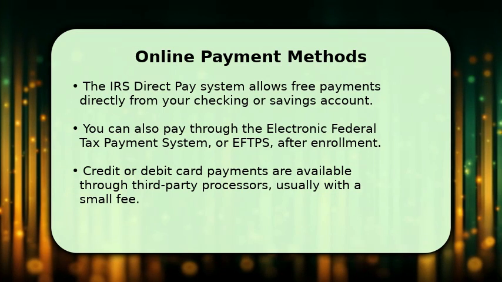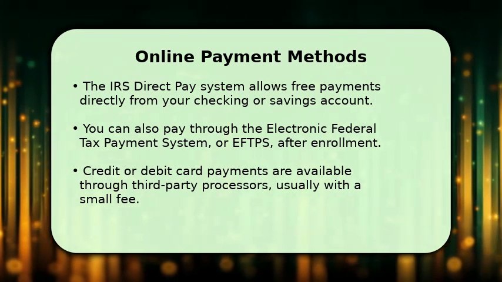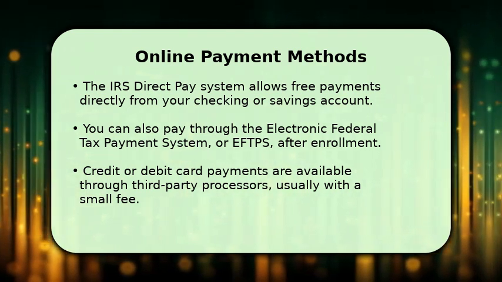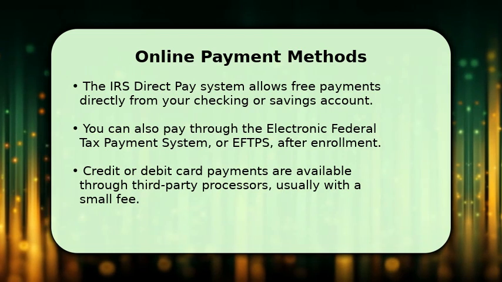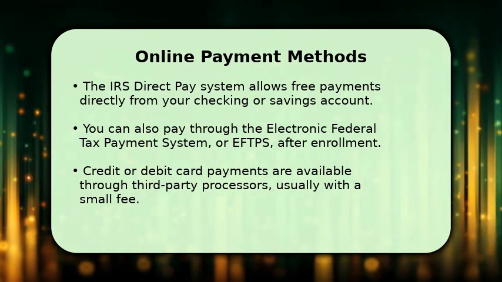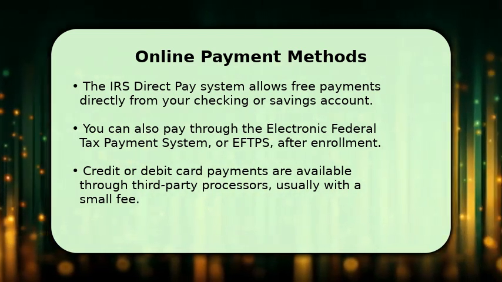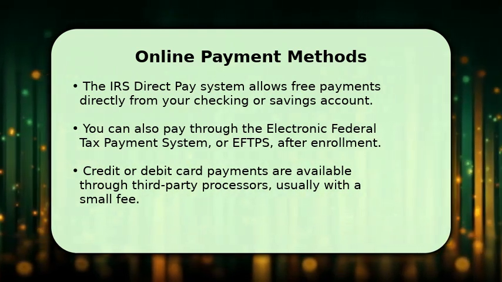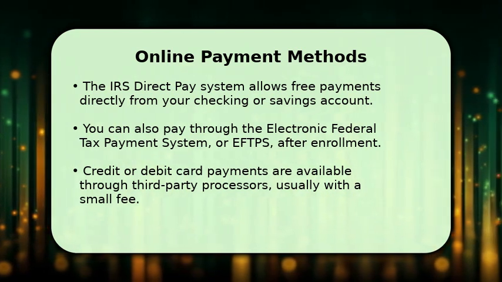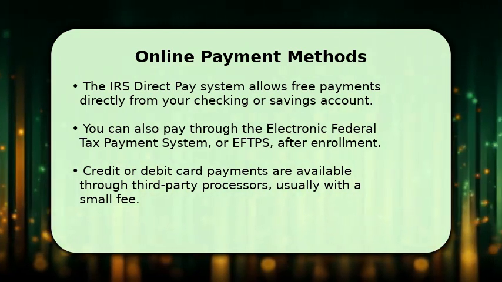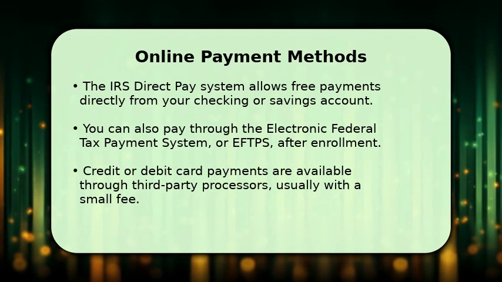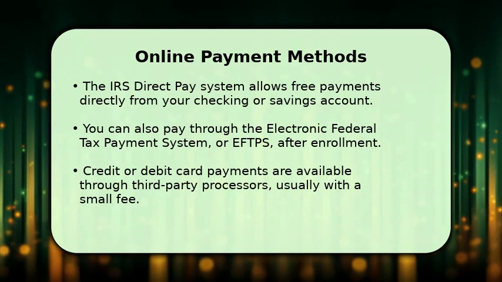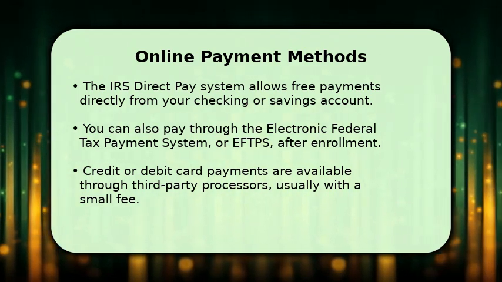Once you've calculated your estimated tax, several convenient online options are available for payment. The IRS Direct Pay system is a free service that allows you to pay directly from your checking or savings account. Another popular choice is the Electronic Federal Tax Payment System, or EFTPS, which requires prior enrollment. You can also use a credit or debit card through approved third-party processors, though a small fee typically applies. Many tax software programs also integrate payment options.